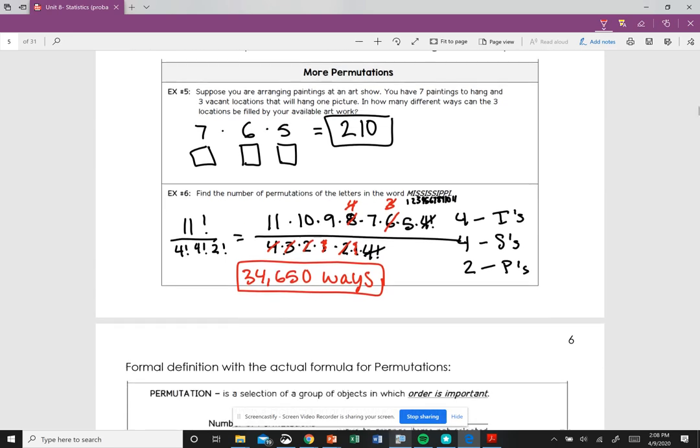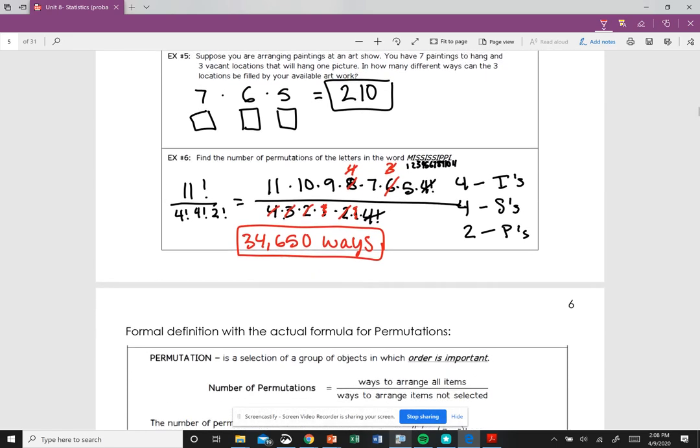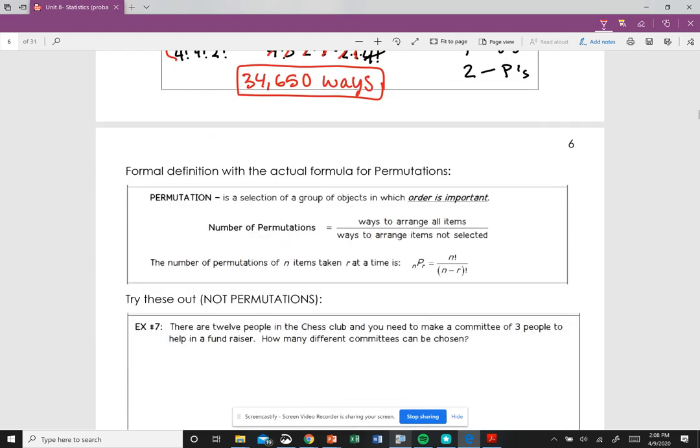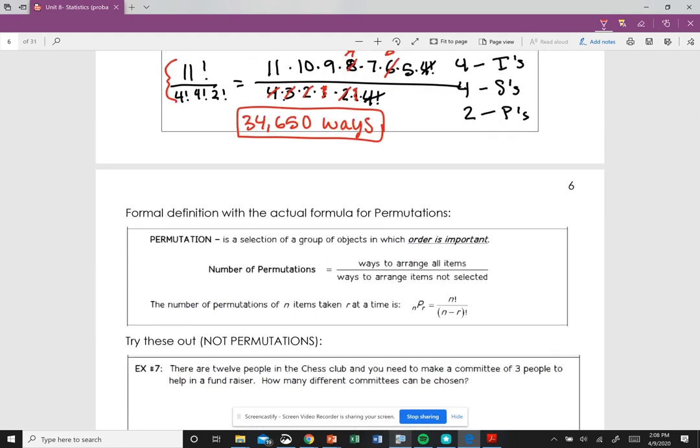That's interesting. All right. Now it's time to finally show you that formal definition of permutations. The reason I wanted to show you this first is because this right here doesn't technically fit in the idea of permutations, but we needed to get rid of those extra copies of the letters, and this is the way we did it. All right, so here's the formal definition of the actual formula of permutations.